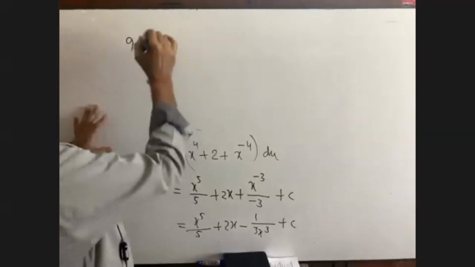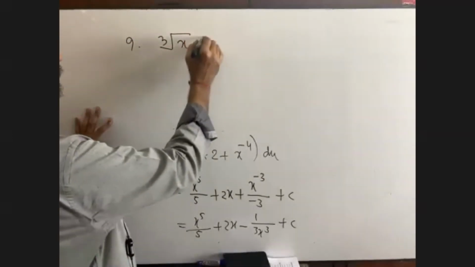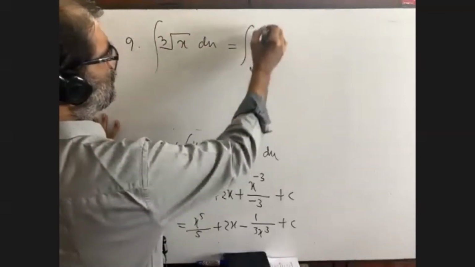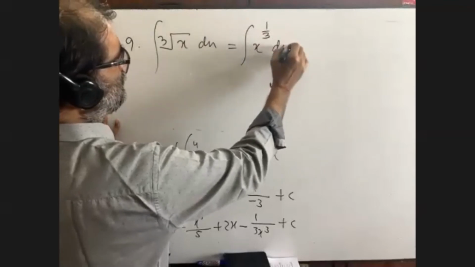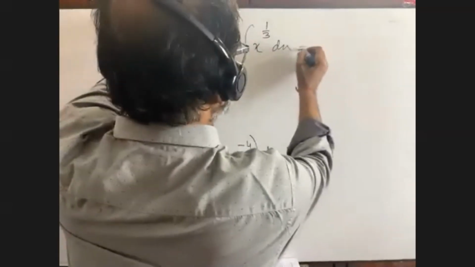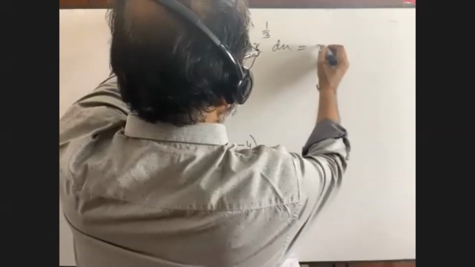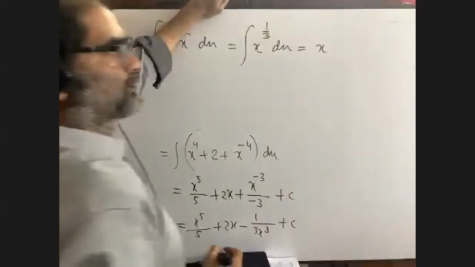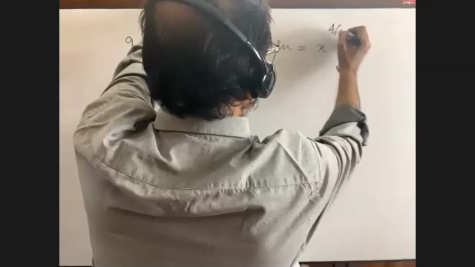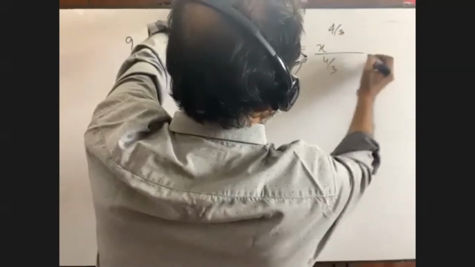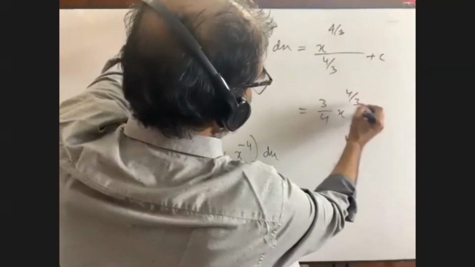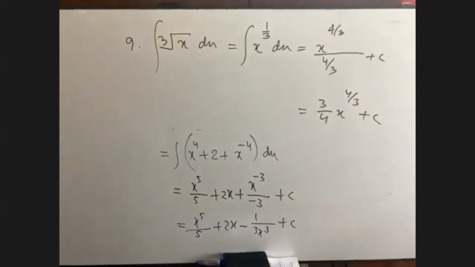Root cube x dx. What is meant by this? X to the power 1 by 3 dx, right? Now you see it is x to the power 1 by 3 plus 1, that is 4 by 3. X to the power 4 by 3 by 4 by 3 plus C. Now we can write here 3 by 4 x to the power 4 by 3 plus C. Okay?